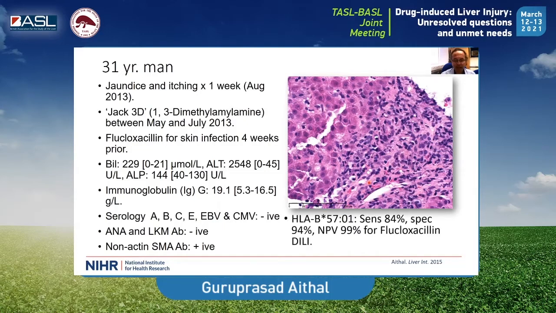And we did an HLA-B*5701, and he is negative for this. If you look at this context, the negative predictive value of HLA-B*5701 for flucloxacillin-induced liver injury is 99%. So we excluded it as a possibility, and we asked him to stay away from flucloxacillin. And we know from the follow-up period that he hasn't had any further episodes of exposure or injury to it.